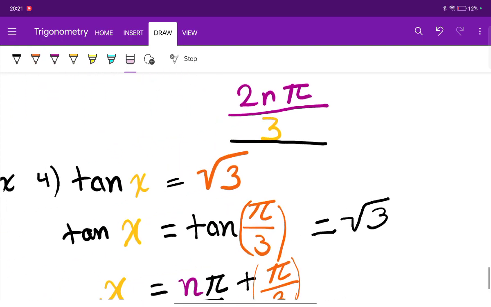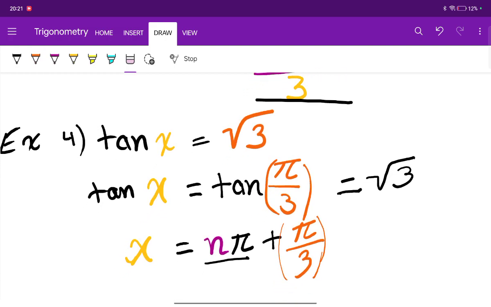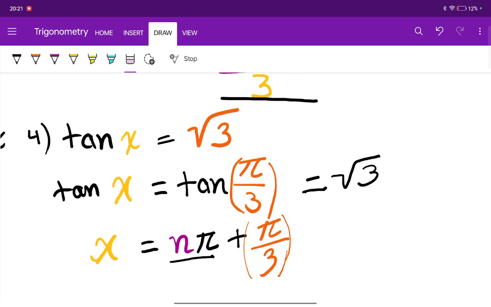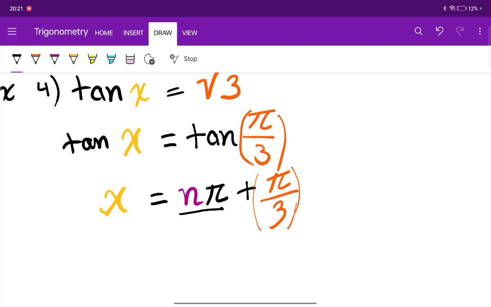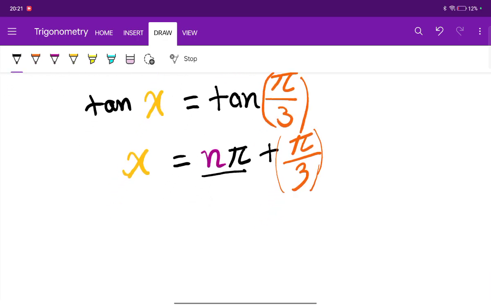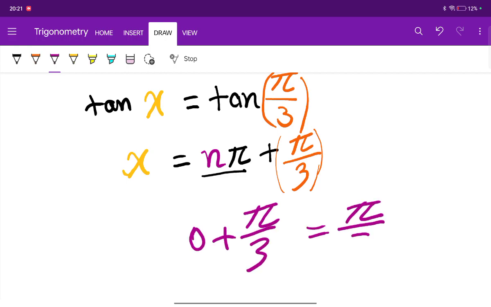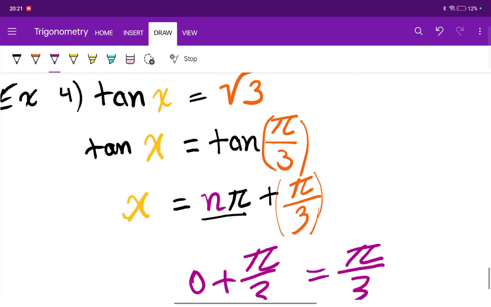Now if tan x is equal to root 3, then tan x is equal to tan π/3, which means root 3. So x is equal to nπ plus π/3. So if n was 0, then this will become 0 plus π/3, which is equal to π/3, and x should be equal to π/3.